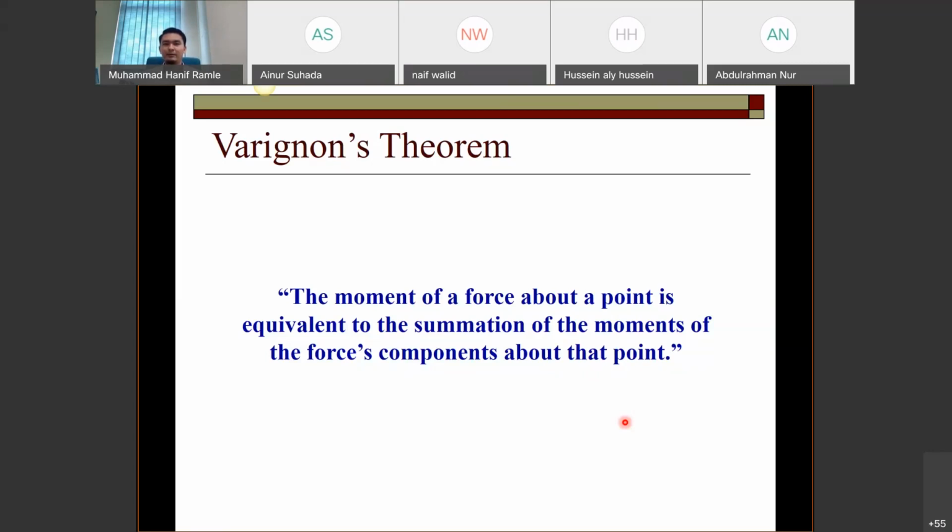Is there any idea from others? I just want to have two-way communication, so I just want to hear a voice from you. You can say anything that you understand from this theorem. There is no wrong or right answer. Anyone? What can you understand from this theorem?